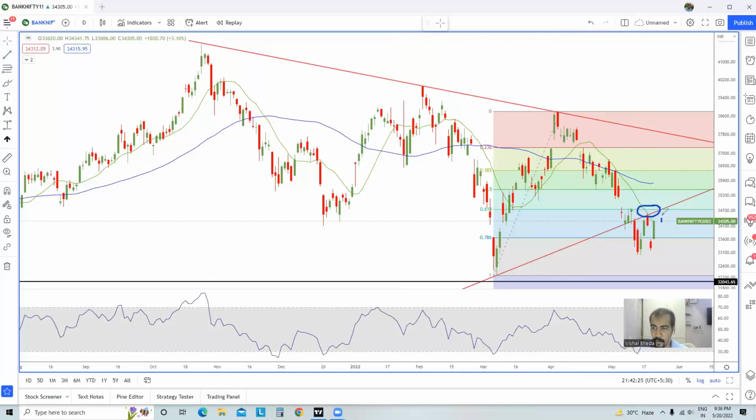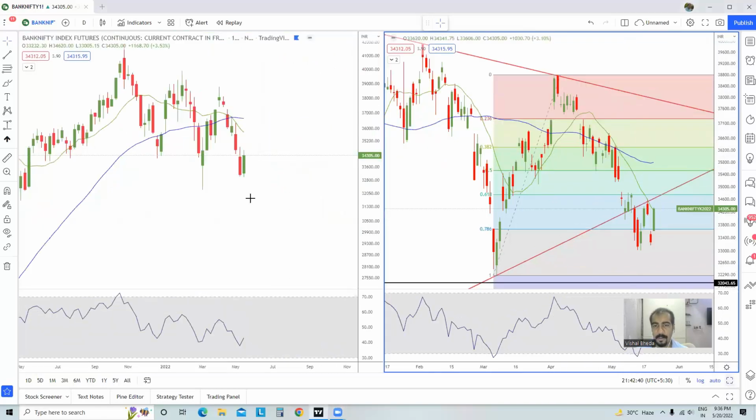And if we try to penetrate this zone, the second zone of resistance will be this particular gap. So I think Bank Nifty Futures has a lot of resistance coming up at higher levels. And I think we need to wait patiently and watch what happens rather than coming up to predictions that what could happen in the future, right?